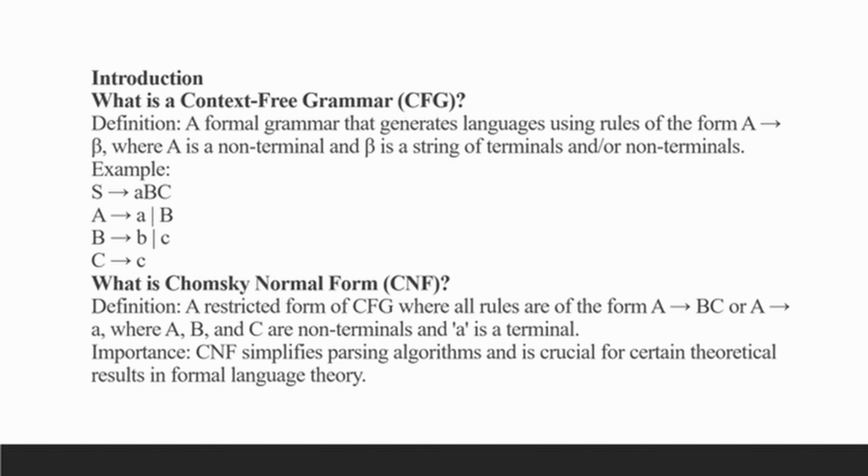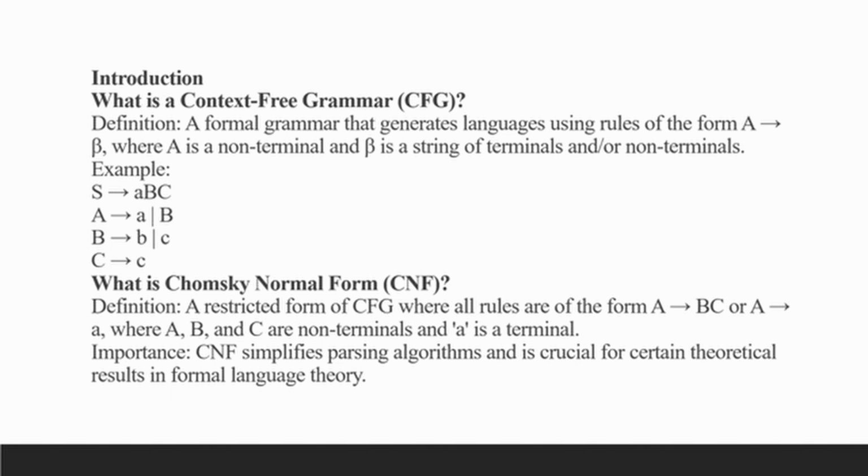What is a context-free grammar, CFG? 1. It's a formal grammar used to generate languages. 2. Rules are in the form A right-pointing arrow beta, where A is a non-terminal symbol, and beta is a string of terminals and/or non-terminals. And 3. Example. S right-pointing arrow ABC. A right-pointing arrow A, B. B right-pointing arrow B, C. C right-pointing arrow C.